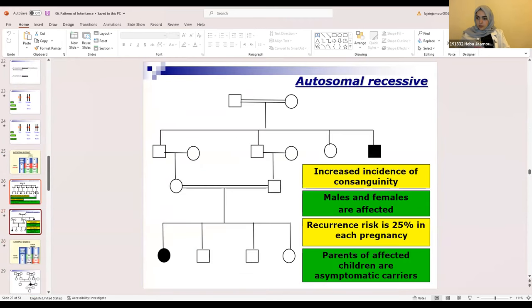So we talked about autosomal dominant. Now, autosomal recessive, four facts that you have to keep in mind. That it's increased with consanguinity. Second thing, both males and females are affected, again, regardless, okay? Because it's autosomal, doesn't matter, male, female. Recurrence risk is 25% within each pregnancy, and parents of affected children are asymptomatic carriers.